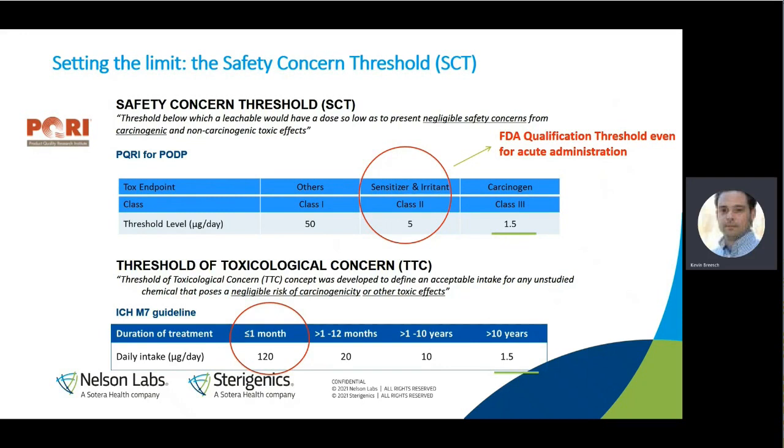What is sometimes confusing is that the ICH has higher thresholds. So if you have a short therapy, like for an antibiotic, your levels can go up to 120 micrograms a day, which is true, but only for mutagenic impurities. Sensitizers and irritants are class 2, need to be controlled at 5 micrograms a day, regardless of the duration of the therapy. And then you have compounds of class 1, which are not considered to be carcinogen, mutagen, sensitizer, irritant, should be safe at a level of 50 micrograms a day. But that's currently under discussion, and it's not always accepted.